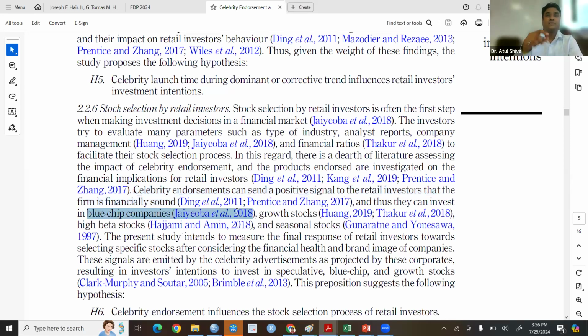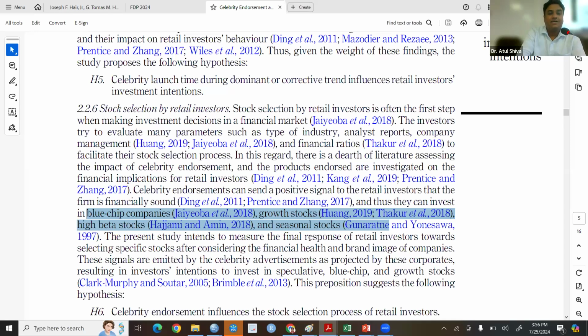तो ब्लू चिप कंपनीज के ऊपर ये स्टडी है, ग्रोथ स्टॉक्स के ऊपर ये स्टडी है, हाई बीटा स्टॉक्स के ऊपर ये है, और सीजनल स्टॉक्स के ऊपर ये है. ये मेरे 4 इंडिपेंडेंट वेरिएबल्स हैं. My construct name is stock selection, और इसकी 4 आइटम्स कौन सी हैं? ब्लू चिप कंपनी, ग्रोथ स्टॉक्स, हाई बीटा स्टॉक्स, सीजनल स्टॉक्स. और ये यहां से लिए गए हैं.